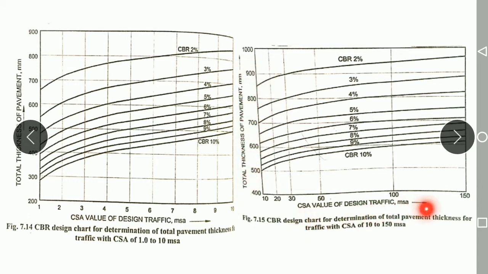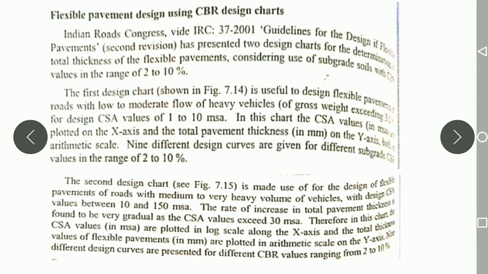Similarly, the x-axis shows the CSA values, cumulative standard axle values, and the y-axis shows the thickness of the pavement. Suppose you have any CSA value here, and the corresponding CBR curve is given. The corresponding value on the y-axis will be the thickness of your pavement. So like that you have to design the pavement using this CBR chart. That is what is explained here.